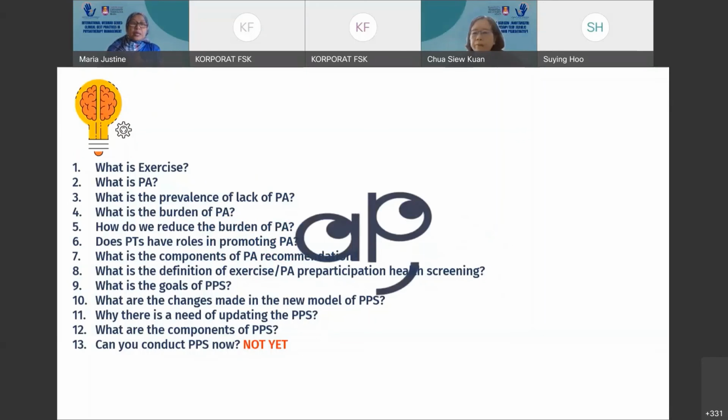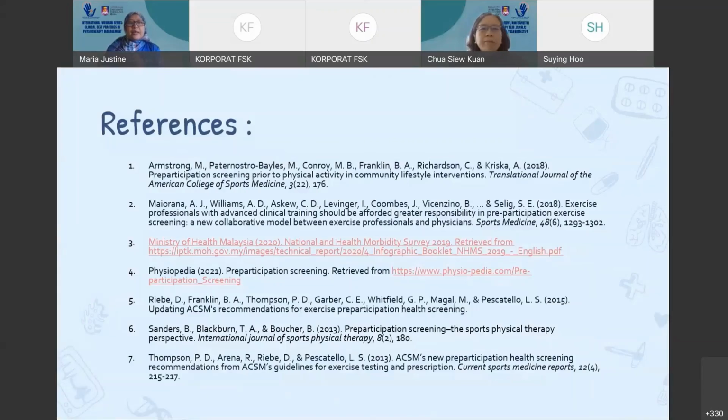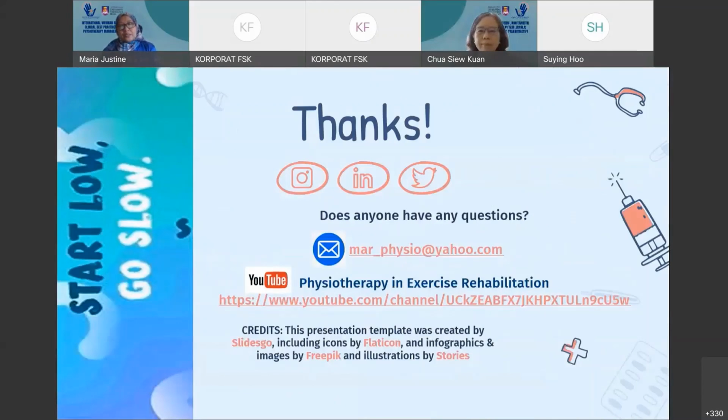Okay, so thank you very much. These are the references. If you were to start exercises for your clients, because as physiotherapists most of our clients come to us with pathological conditions, it is always safe to start low and go slow. Evidence has shown that abrupt participation in high intensity exercises can lead to many adverse events, and it also discourages long-term adherence to exercise participation.